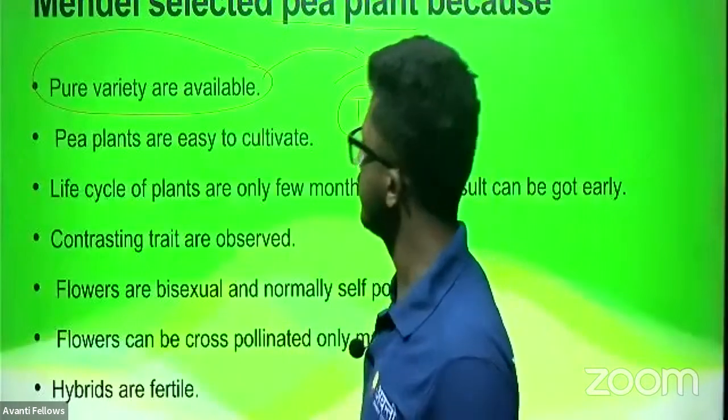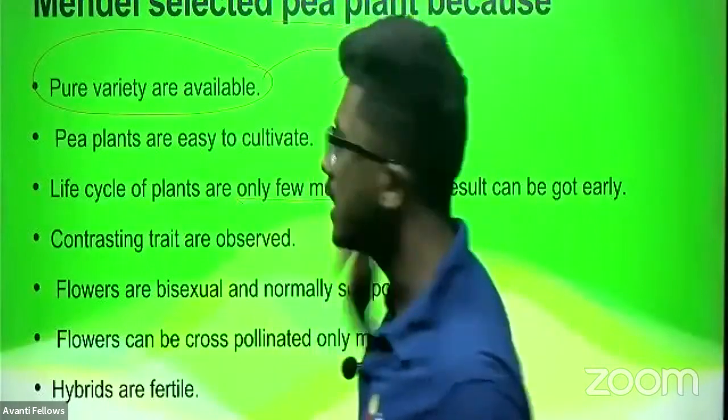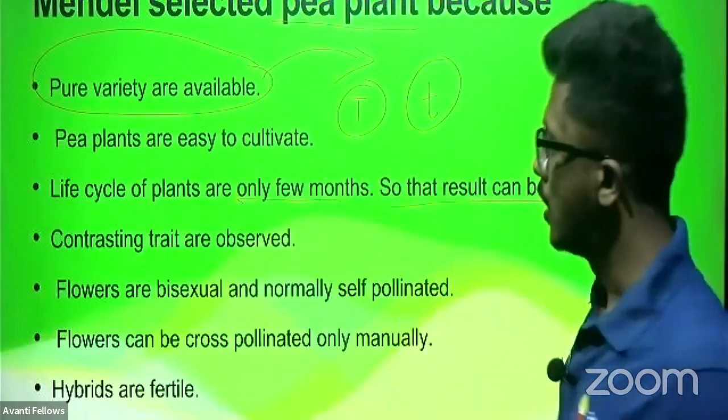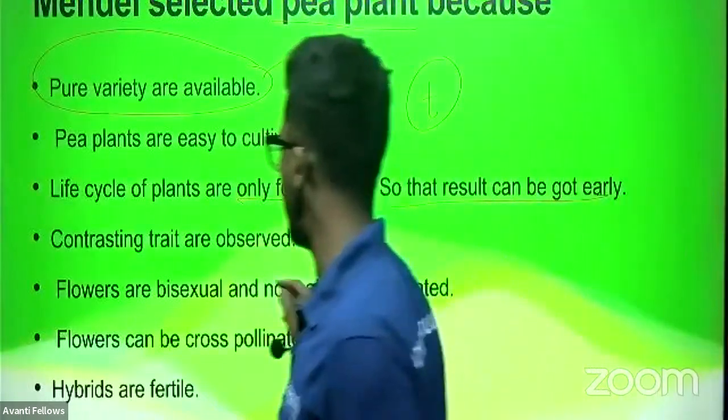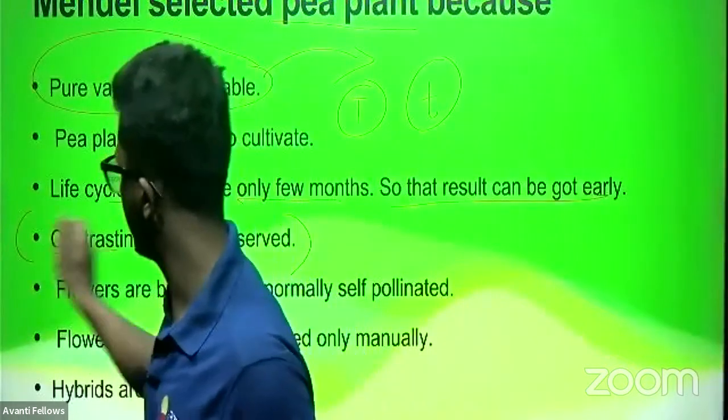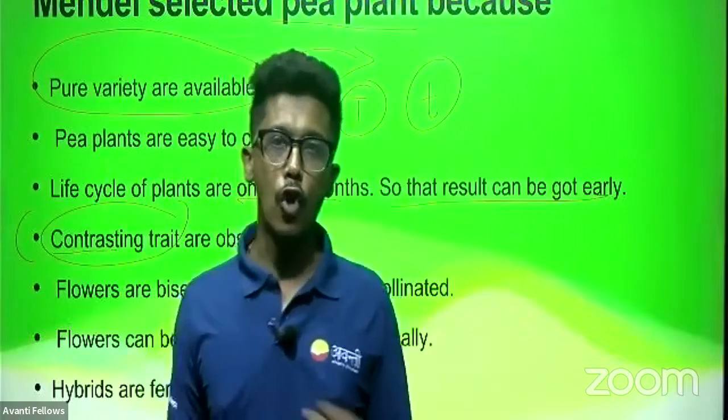Okay. Next, as I told you, it's only a few months, around 3 months, for the whole life cycle to complete, so we can get the results very easily. Next one is that contrasting traits are observed. This is a very important point. As I explained yesterday, what is the meaning of contrasting?